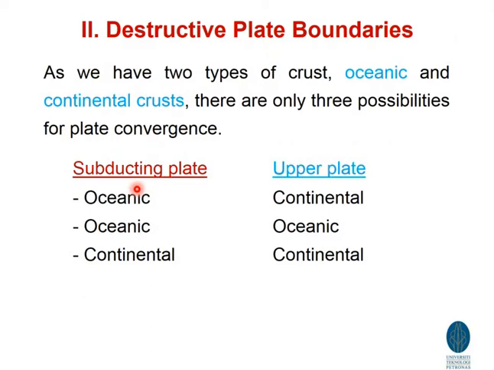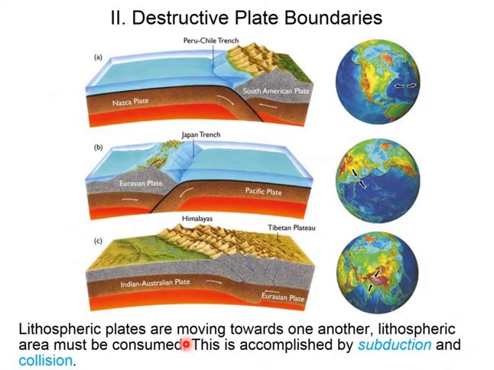Convergence occurs at destructive plate boundaries. The convergence can happen as oceanic crust subducted underneath continental crust, oceanic crust subducted underneath oceanic crust, and continental crust colliding or subducted underneath continental crust. Destructive plate boundaries are the places where the lithosphere is consumed. The three cases mentioned before are shown here.